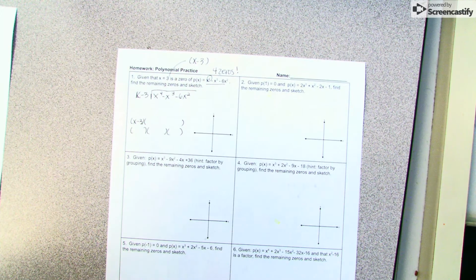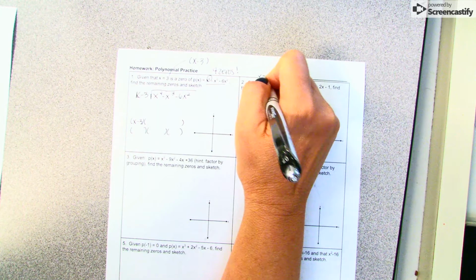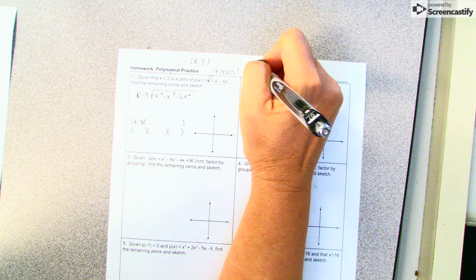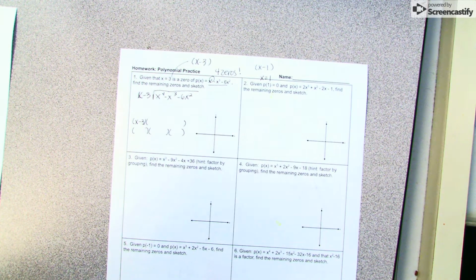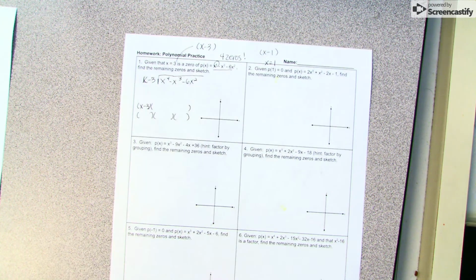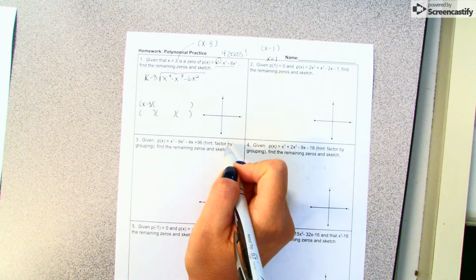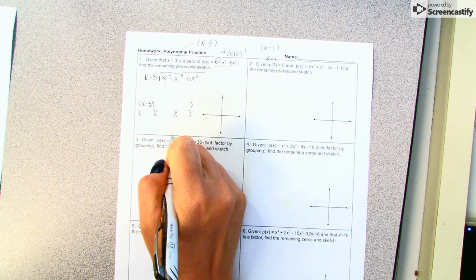On this one, when I give it to you in function notation, this is the same thing as saying x equals 1 is a 0. So you're going to divide by x minus 1. And then over here, I do not give you a 0 at all, but I give you a hint. I say factor by grouping. So just a tip, you take the first two and the last two.